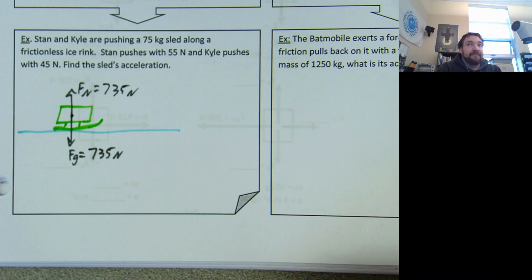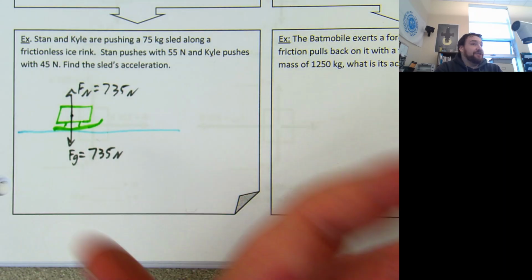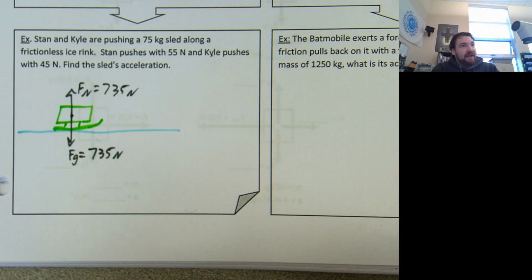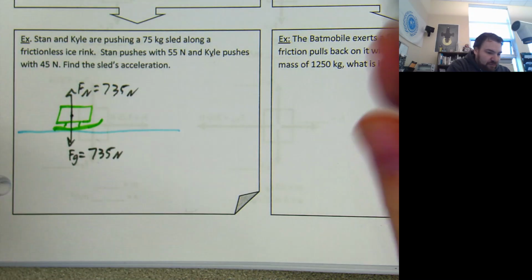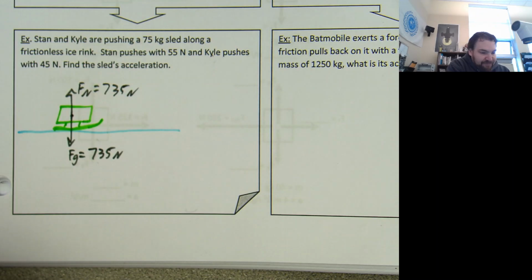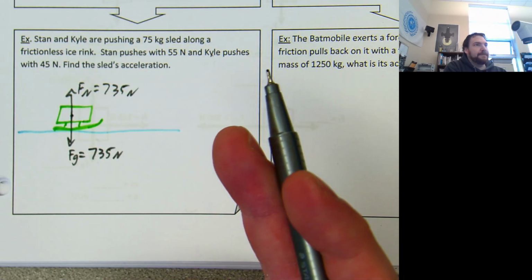What other forces are acting on the sled? Fa, an applied force from what pushing? From Stan and Kyle. You're right, those are applied forces, but we can get more specific than just calling them applied forces. We can literally call them the force from Stan and the force from Kyle. When specific names exist, we can use them. Because I've placed this object on the left side of my page, let's assume that they're pushing to the right.